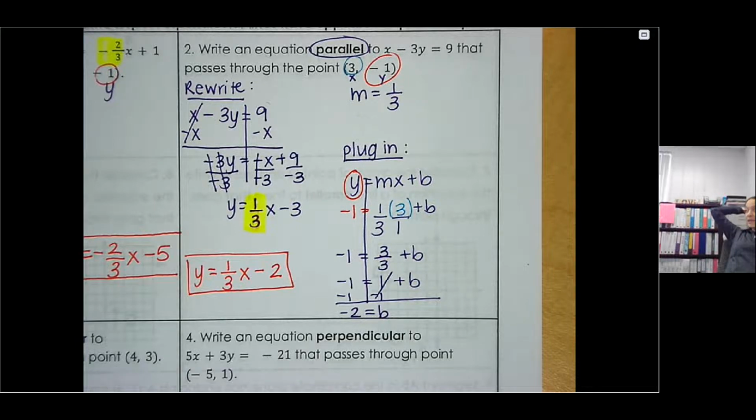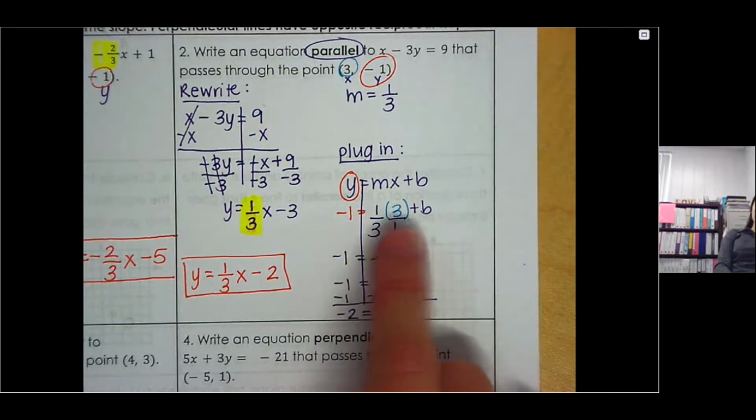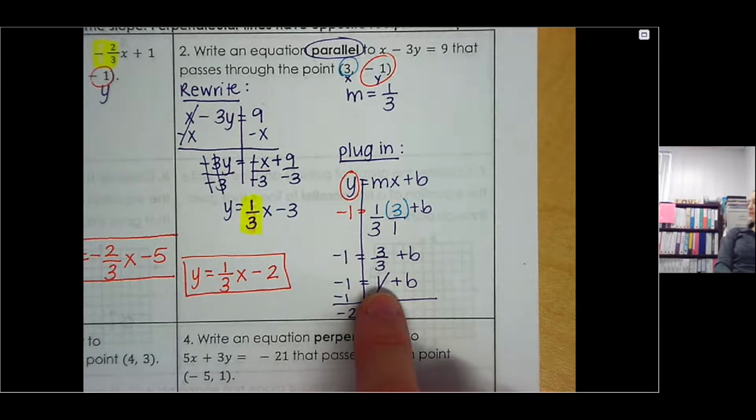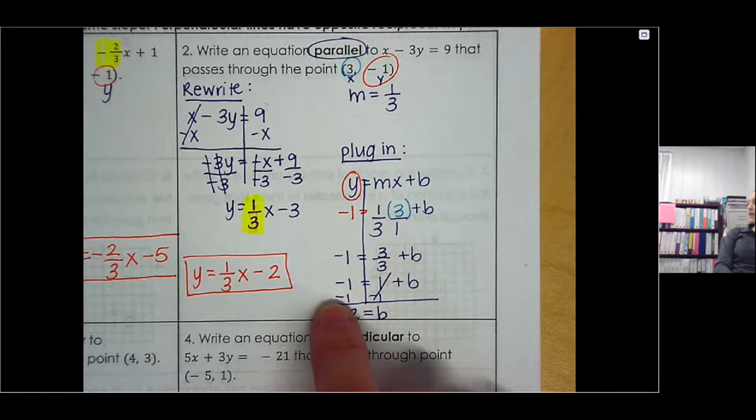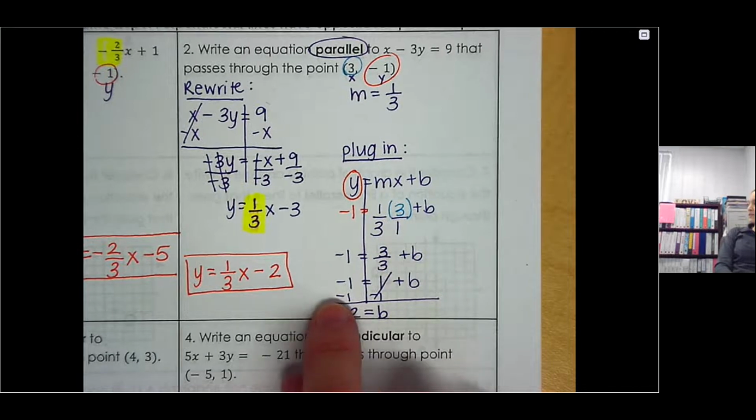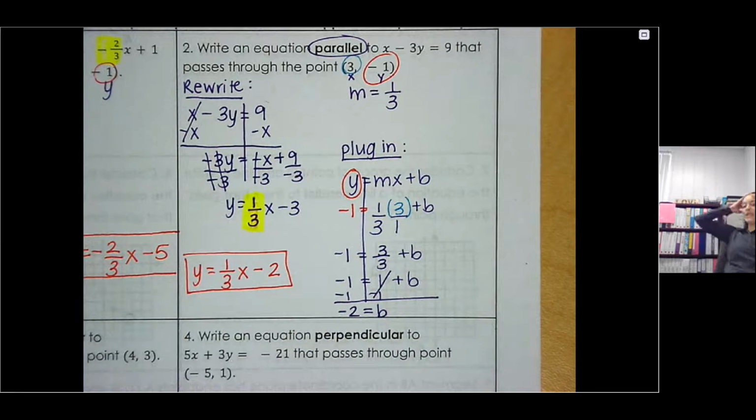When you plug in, 1 times 3 is 3. 3 times 1 is 3. Is that what you got? 3 divided by 3 gives you 1. That's a positive 1. So you have to subtract from both sides to get the b value. So -1 minus 1 is -2.